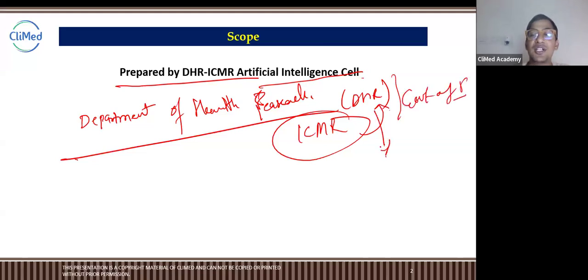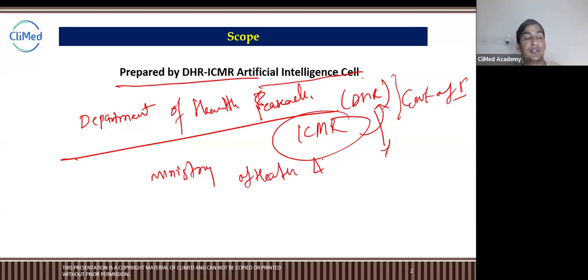And exactly which ministry does DHR come under? Can someone tell me? MHFW. What is this? Ministry of Health and Family Welfare. This is very important general knowledge to know. Ministry of Health and Family Welfare.